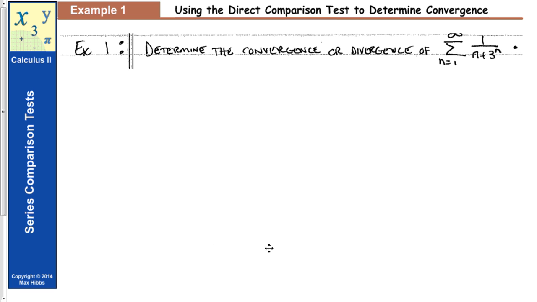Well, let's see how we would use this. Our first problem: determine the convergence or divergence, if we can. We may not be able to tell. The series is the sum from n equals 1 to infinity of 1 over (n plus 3) to the nth power.